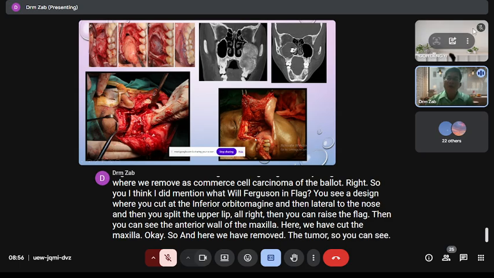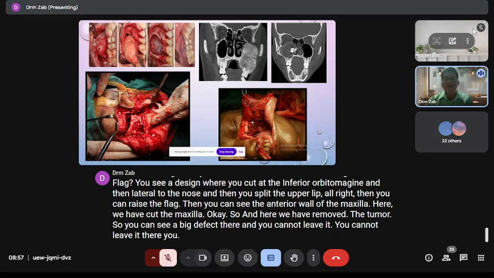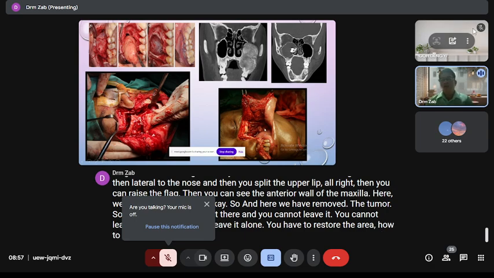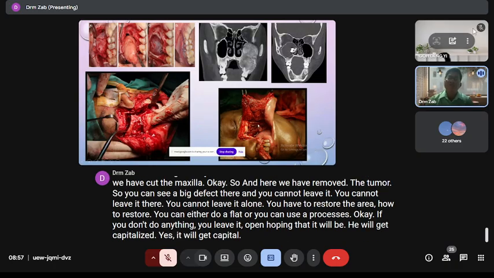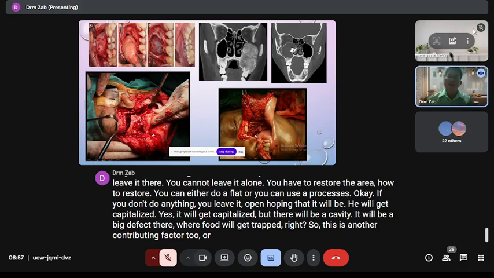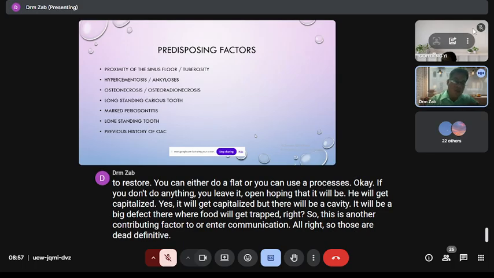So you can see a big defect there, and you cannot leave it alone. You have to restore the area. How to restore? You can either do a flap or you can use a prosthesis. Okay. If you don't do anything, you leave it open, hoping that it will get epithelialized. Yes, it will get epithelialized, but there will be a cavity. It will be a big defect there where food will get trapped. Right. So this is another contributing factor to oro-antral communication. All right, so those are the definitive etiological factors.